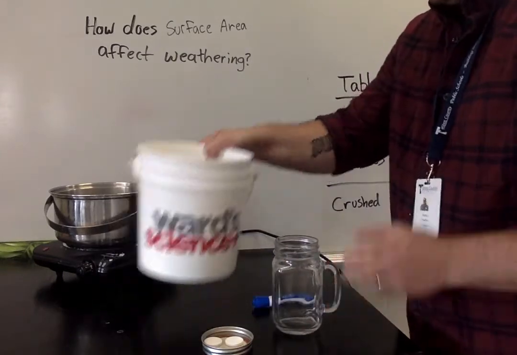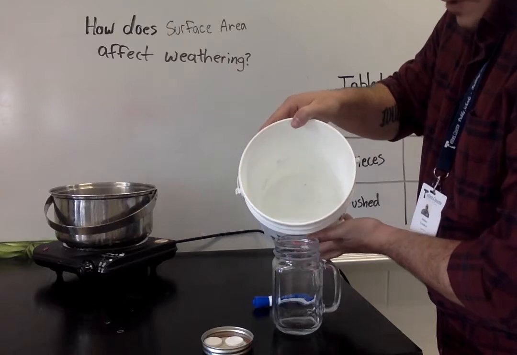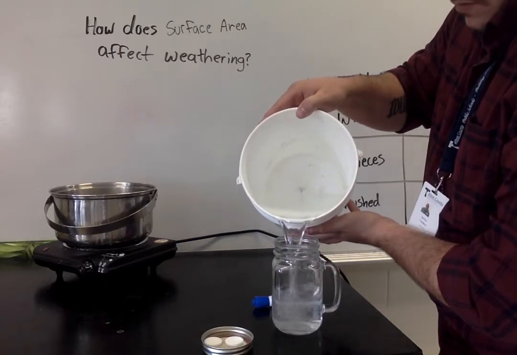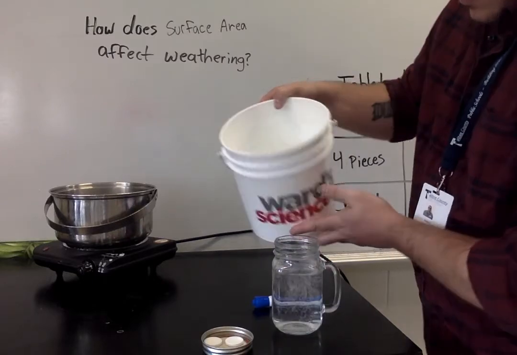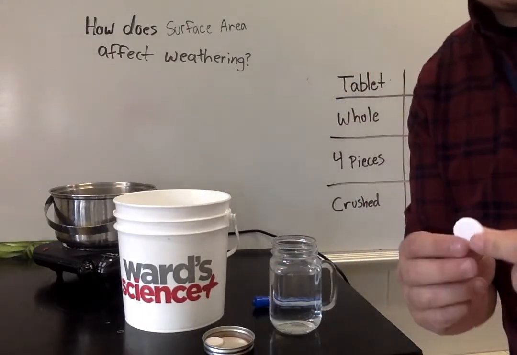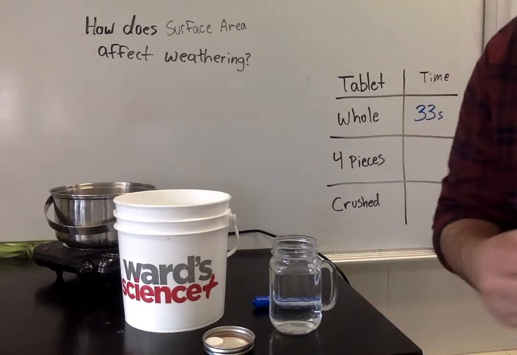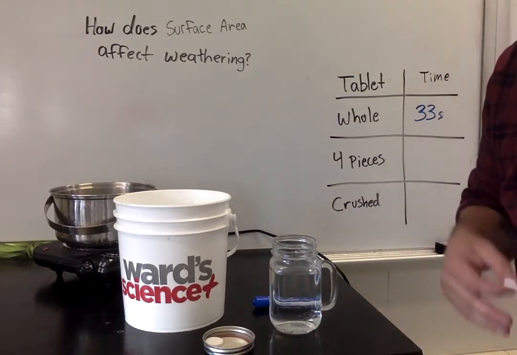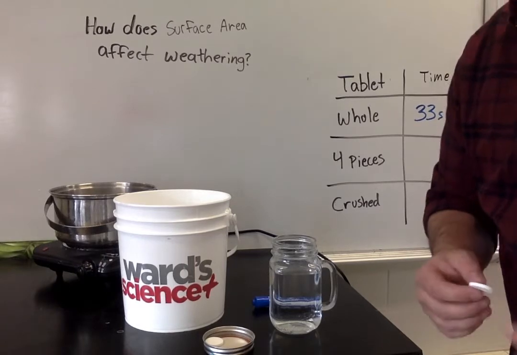All right, so we're going to take this water and get fresh water in our cup. Dump that out. Add some brand new water. Right about the same area there. And this time we're going to take a tablet and we're going to break it up into 4 pieces. So we're adding more surface area. We're exposing more surface area this time.